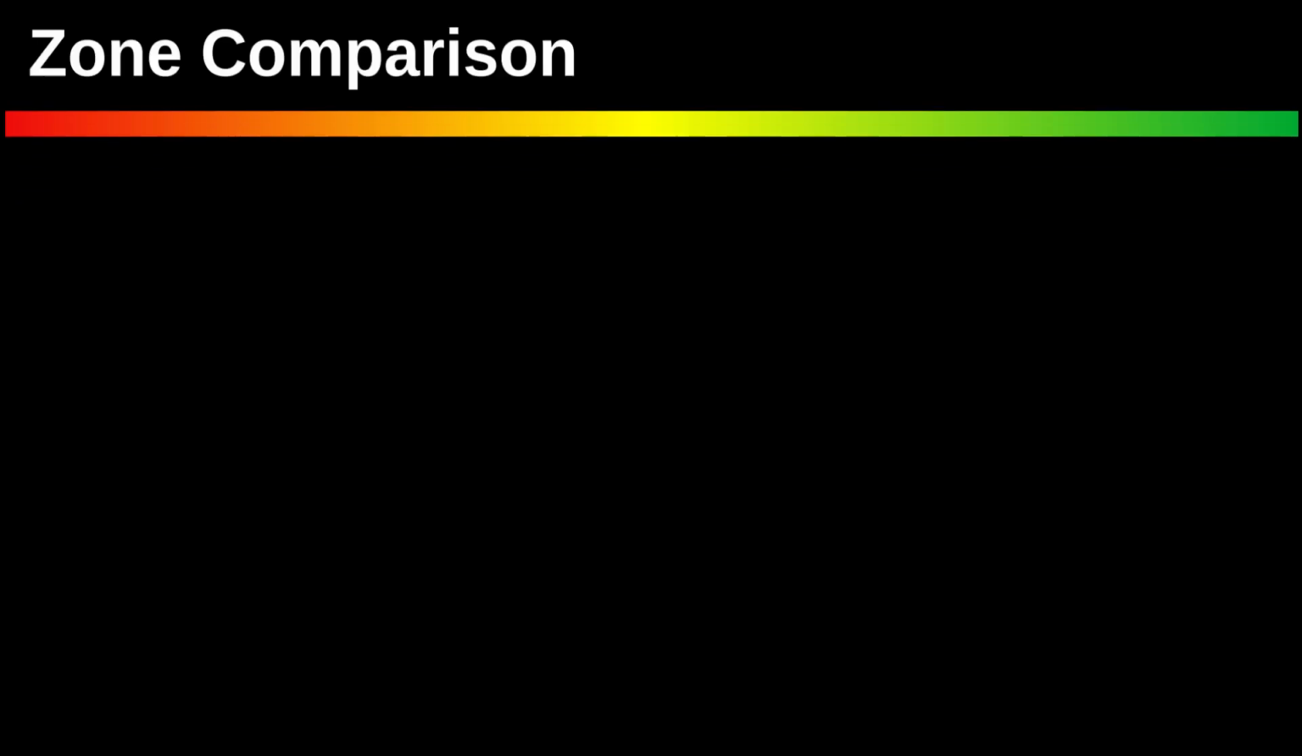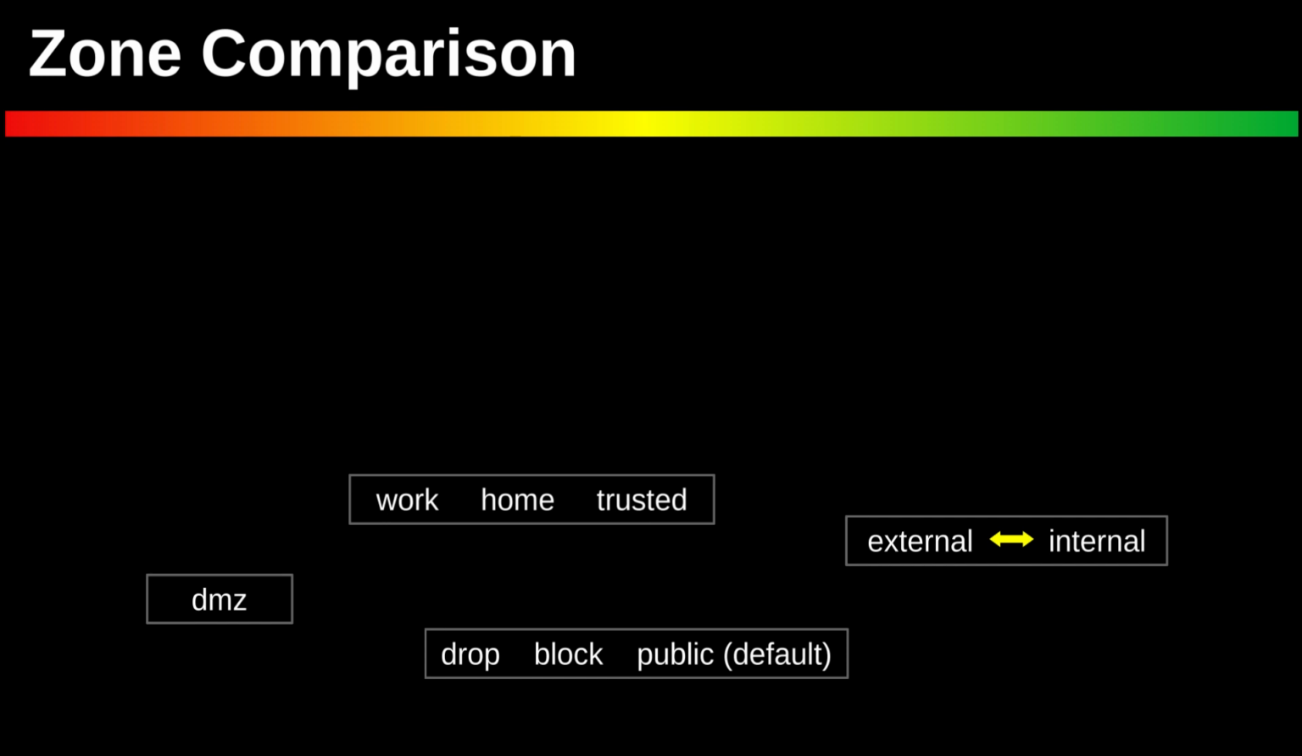Alright. What I'd like to do first is map out the default zones in firewalld on what I guess you could call a spectrum of some sort. That way, it'll be a little easier to remember the general roles of each zone when it comes to how trusting they are.